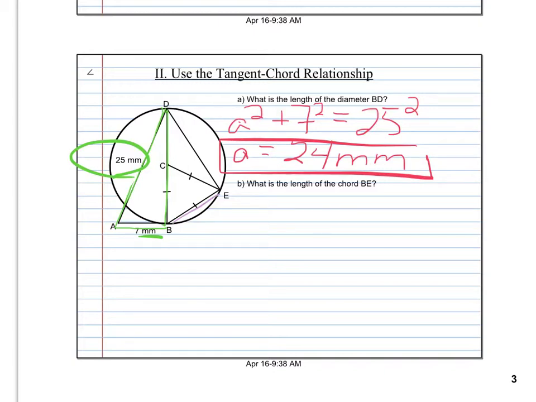Triangle BCE is an equilateral triangle, so each length is the same. Looking at B to C, that's a radius. C to E is a radius, which means that B to E will be the same length. So with a diameter of 24 millimeters, the radius will be 12. So the length of B to E is 12 millimeters.